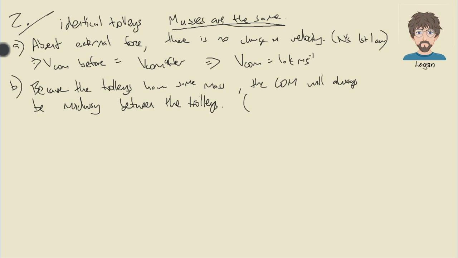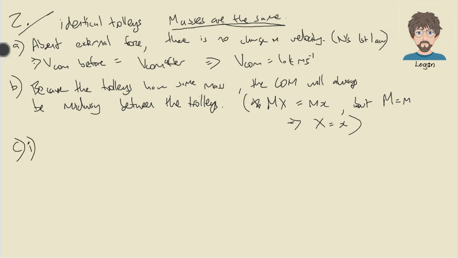And we can put a formula in here if we want. We could use capital M, capital X equals little m, little x. But M equals M, therefore capital X equals little x if we want. It just tells us the distance from the centre of mass to each of the two masses is the same. Alright, C1.